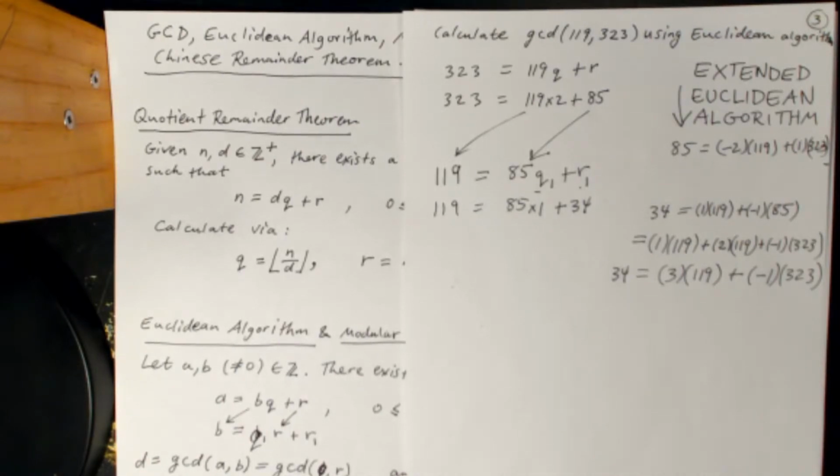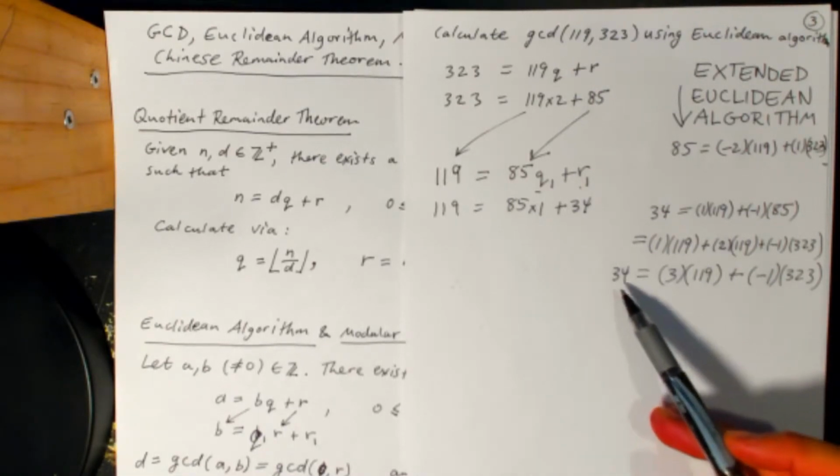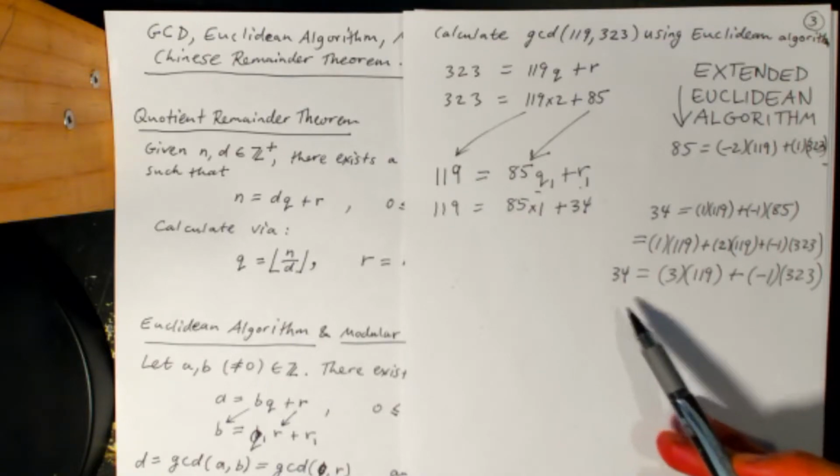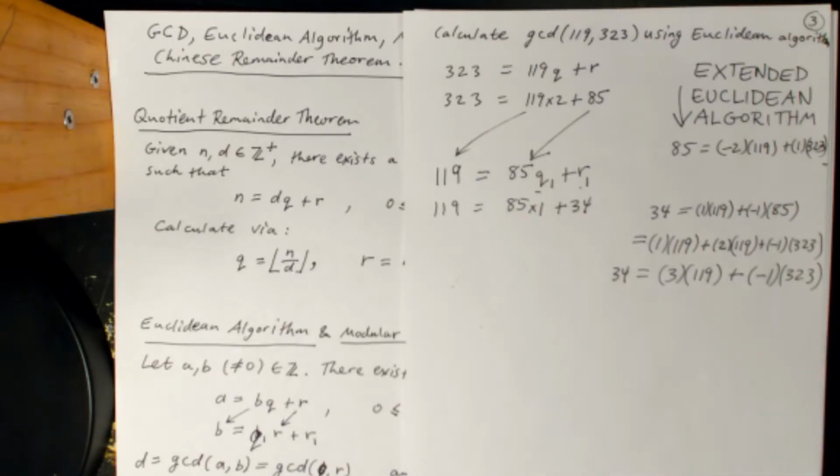All right, so this part of the algorithm, the extended part of the algorithm, allows us to solve the Diophantine equation 119x plus 323y is equal to our greatest common divisor. When we get down to the end, we'll have the greatest common divisor here, and then this will be our x and our y. Okay, but we're not there yet.